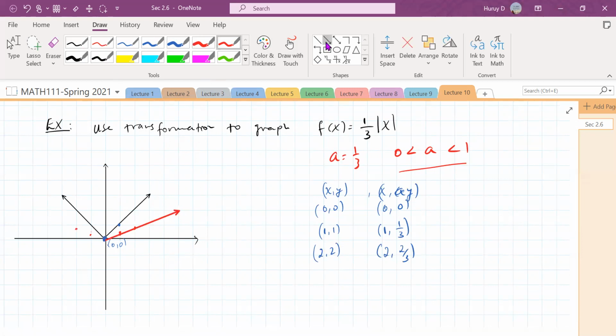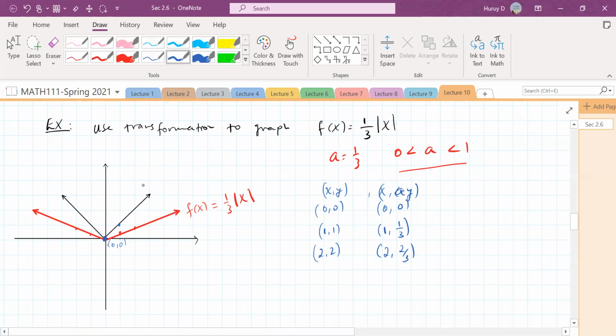Okay, and the other side should look like this one. So I will call this one f of x equals 1/3 absolute value of x. Okay, so this is the idea. Just based on the definition and the explanation that we have, we can always plot the graph of a function by using this translation. And this is y equals absolute value of x, the parent function.